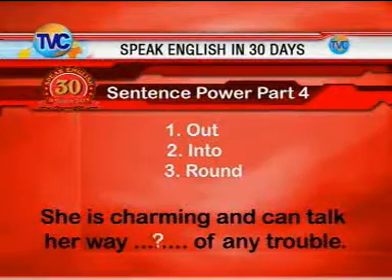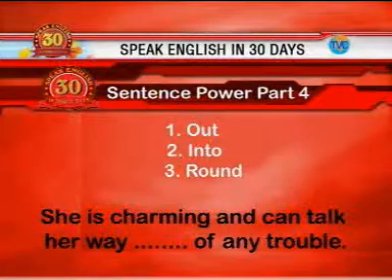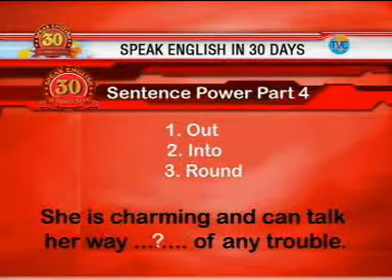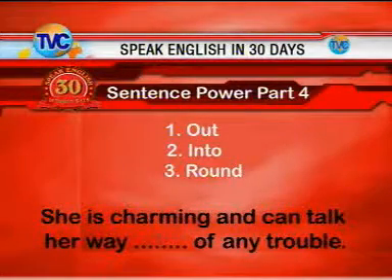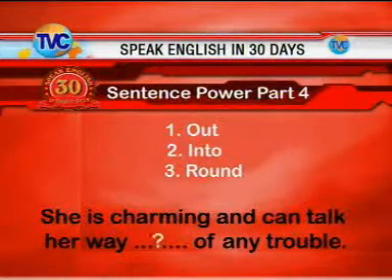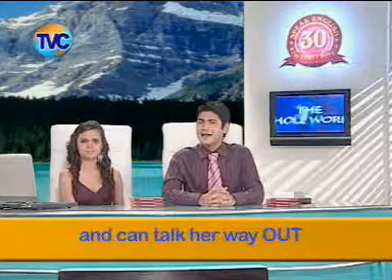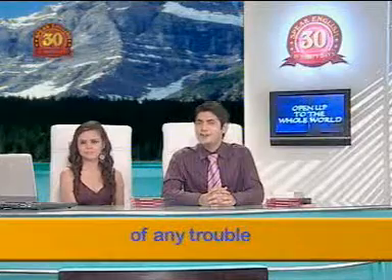She is charming and can talk her way off any trouble. Out, into, round. The correct answer is she is charming and can talk her way out of any trouble.